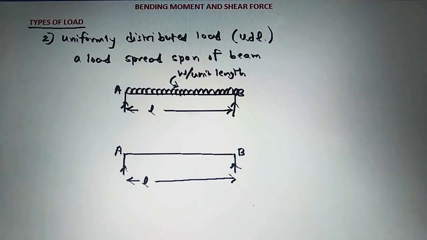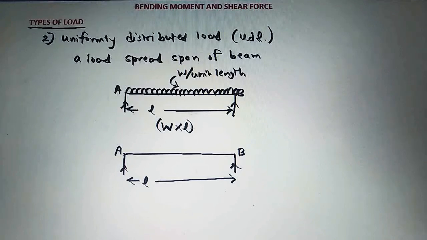Now we have to convert this uniformly distributed load into a point load or concentrated load. So first of all, we will find out the magnitude of the point load, and that should always be equal to the product of the magnitude of UDL and the span over which the UDL is acting, and that span is L. So W into L is the magnitude of the point load.